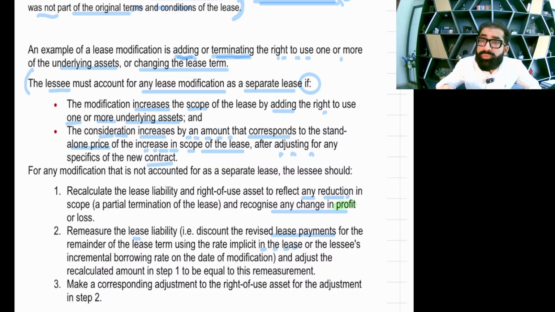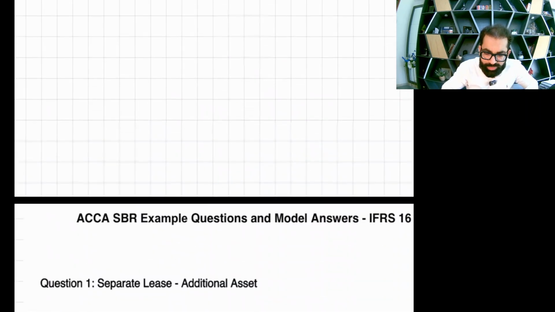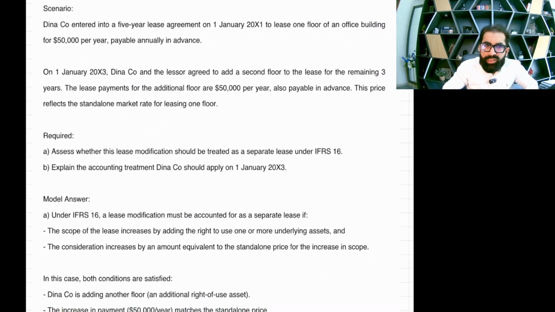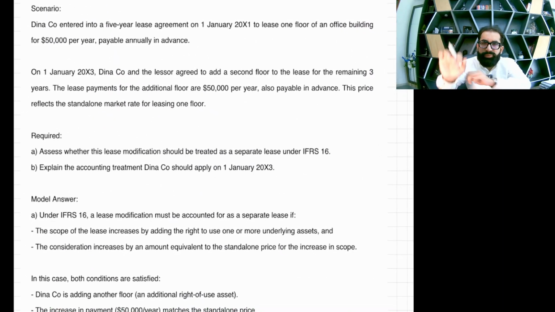Now if you don't meet any one of the conditions, then a different treatment will apply, but we'll do it later on after 5 minutes. Now first of all, let me give you one example for this. See, this is the practical example. Even you can understand by just reading it. So listen, Dina Company entered into a 5-year lease.